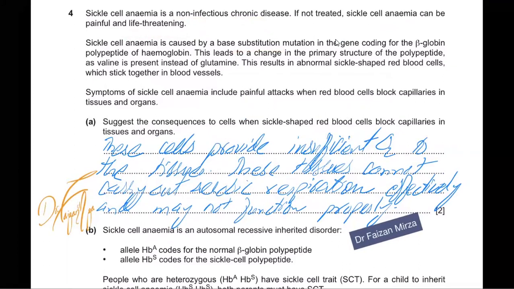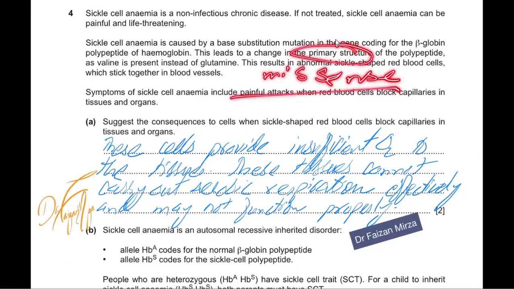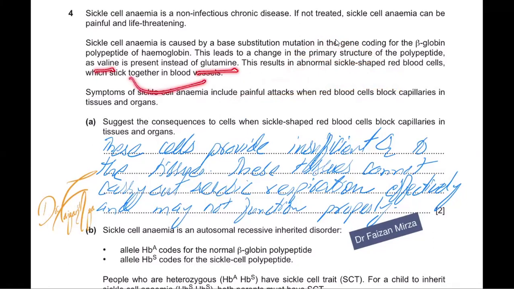This leads to changes in the primary structure. We know when the base changes, the codon changes, and when the codon changes, the primary structure may change because a different amino acid gets placed. And when the codon changes and the amino acid changes, we call that a missense mutation. Missense mutation means that the amino acid which was supposed to be there is not there, and another amino acid is in its place because the codon got changed. So here they are saying valine is present instead of glutamine. So this is the codon changing, and this is definitely a missense mutation.